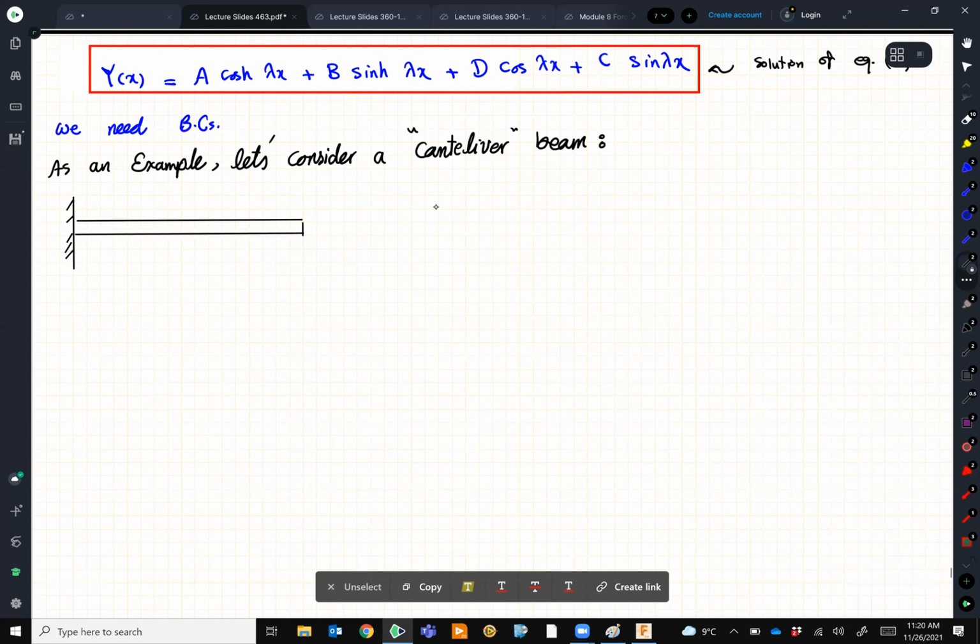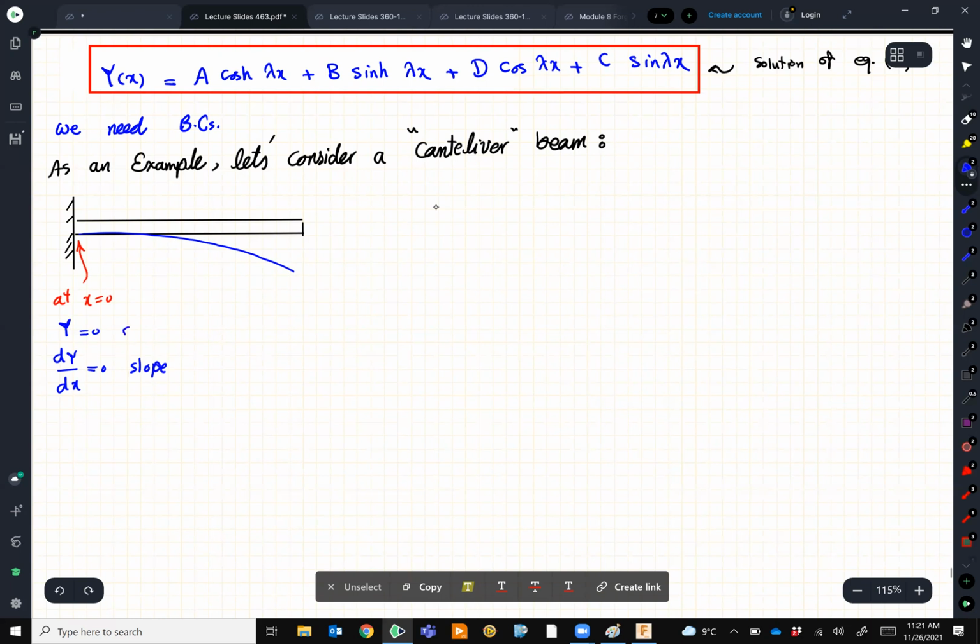So if I have a cantilever beam, let's say whatever motion it does, for example, if it deflects. So what I can say at this point, at x equal to 0, it's obvious that y(x) must be 0, and also the derivative of y with respect to x must be 0. This is the slope, right? And this is the displacement. So that's two boundary conditions.